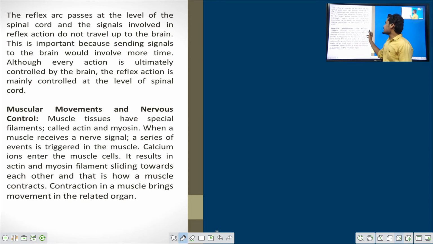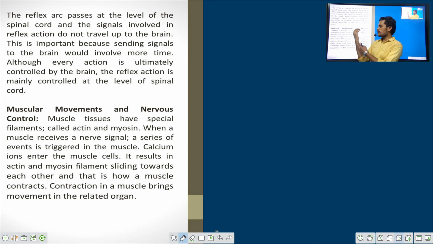Now muscular movement and nervous control. Every organ in the body consists of muscles, muscle tissues. So you have to work with the muscles. Muscle tissues have special filaments called actin and myosin. When a muscle receives a nerve signal, a series of events is triggered in the muscles. Calcium ions enter the muscle cells. It results in the actin and myosin filaments sliding towards each other, and that is how a muscle contracts. Contraction in the muscle brings movement in the related organ.